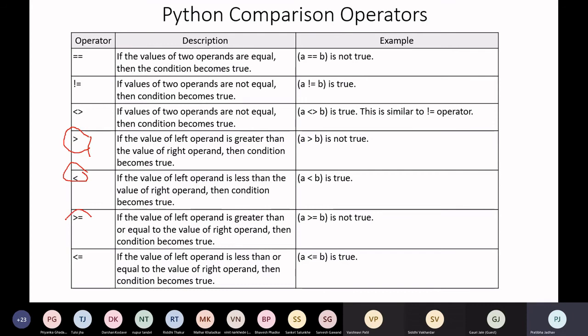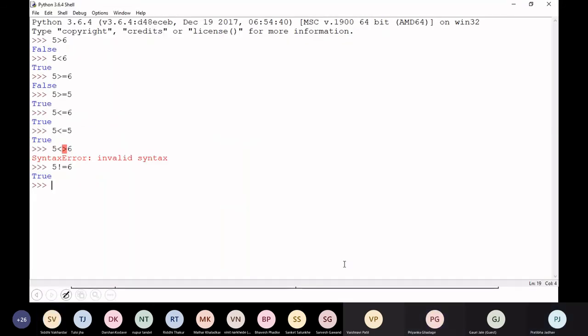Then greater than equal to: whether the left hand side operand is greater than or equal to the right hand side operand or not, then it returns true. Then less than equal to: whether the left hand operand is less than or equal to the right hand operand or not. Okay, this way your comparison operators are going to work.